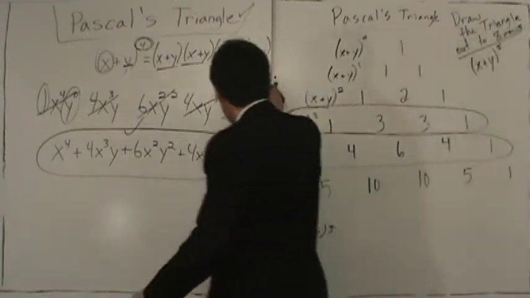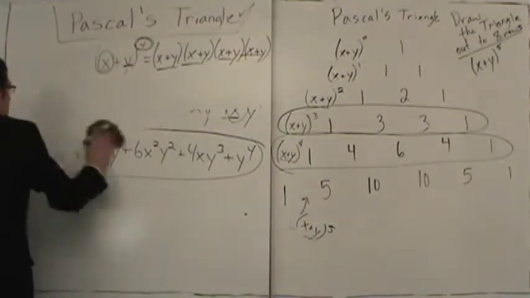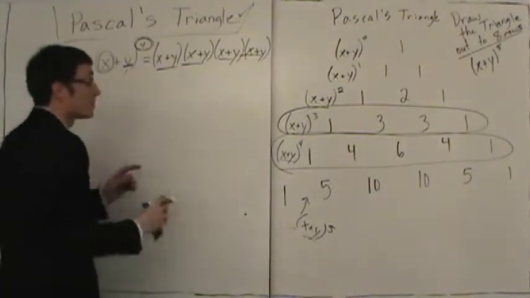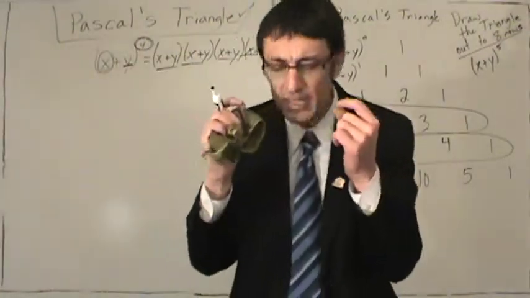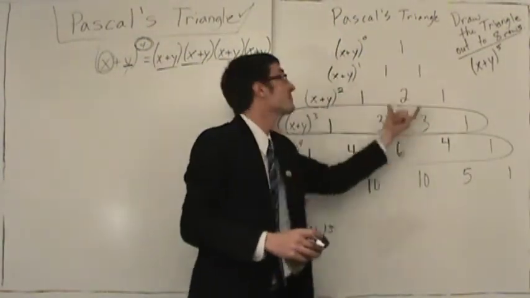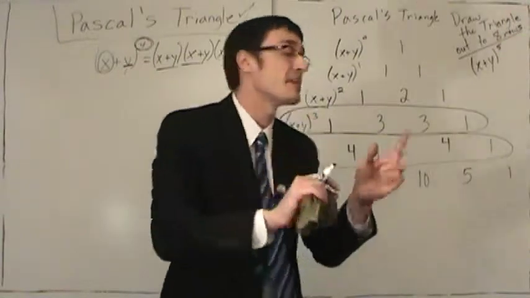Now, what's interesting about this triangle, remember permutation and combination. You guys remember permutation and combination. Hopefully you say yes. I remember dealing with formulas with permutation and combination. Believe it or not, what are you looking at in this triangle? You're looking at permutation combination. Let me show you.